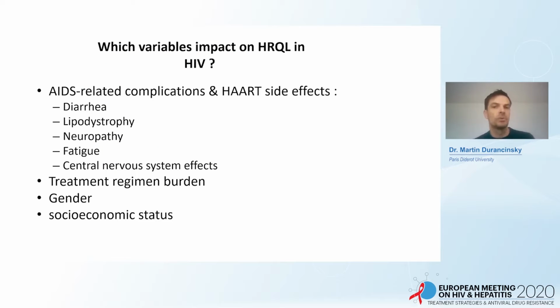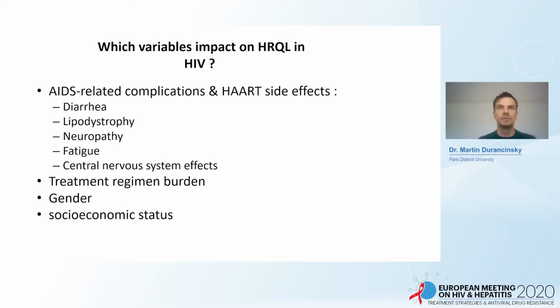So which variables impact quality of life in HIV in general? Mostly it's either HIV or treatment complications. It could be diarrhea. We still have many patients that have had lipodystrophy for many years, although we have few of these older treatments now, but we have problems with weight gain and body image. We still have patients with neuropathy for many years. Fatigue is very frequent in HIV patients, as are central nervous system effects like dizziness and drowsiness. Sleeping disorders are very frequent in the HIV population. Almost half of the population has sleeping disorders.